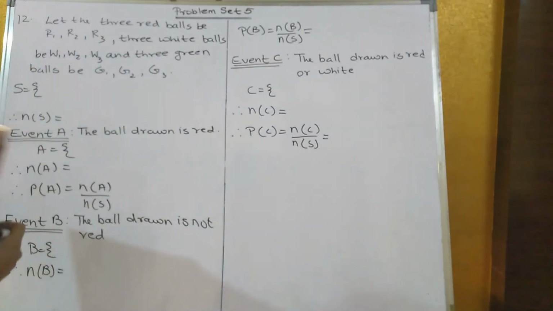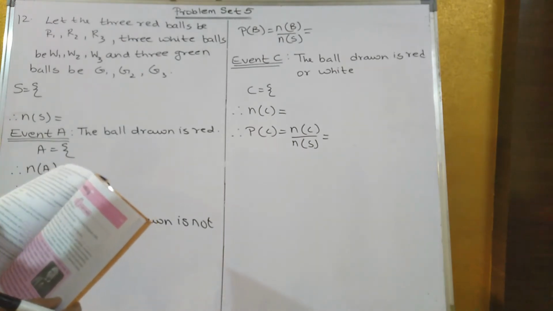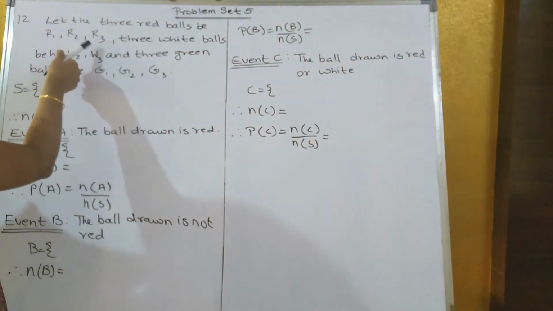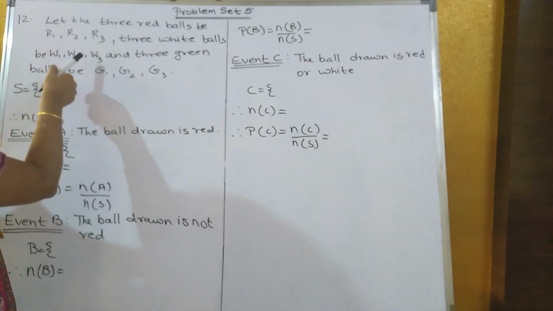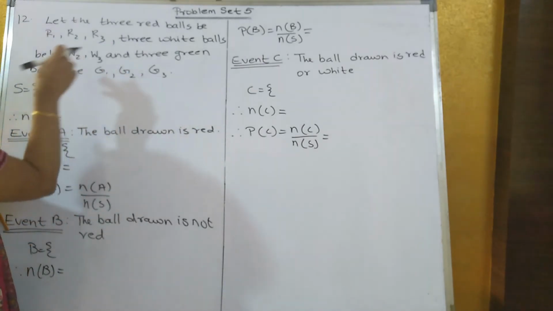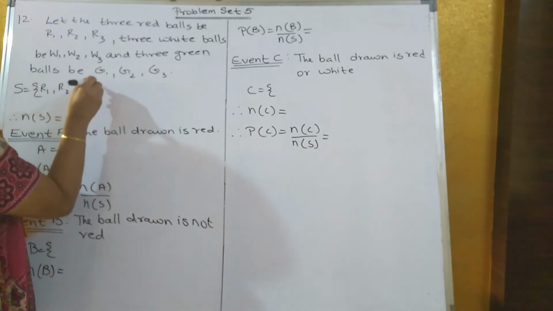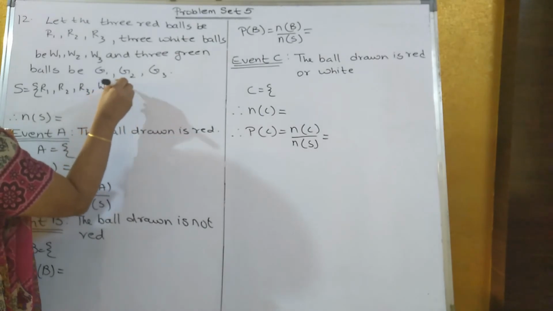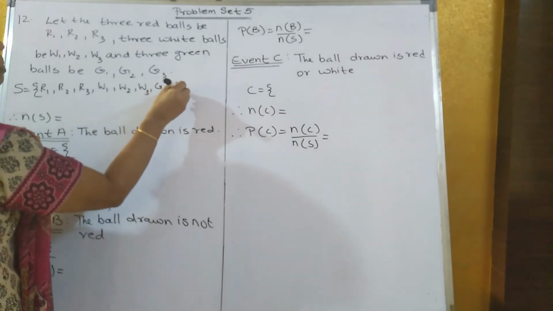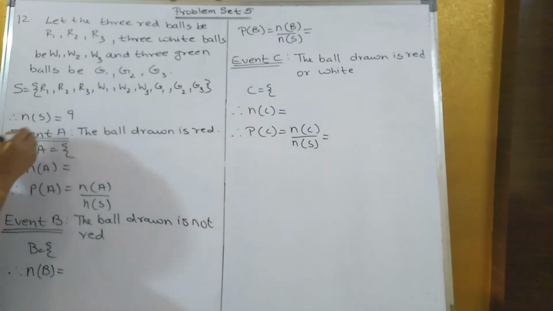Now a 12th sum, they have given a bag contains 3 red, 3 white and 3 green balls, and 1 ball is taken out of the bag at random. So let the 3 red balls be R1, R2 and R3, 3 white balls be W1, W2, W3 and 3 green balls be G1, G2, G3. So what will be our sample space? All this will come in the sample space, that is R1, R2, R3, W1, W2, W3, G1, G2, G3. So totally how many are there? 9. So NS is equal to 9.